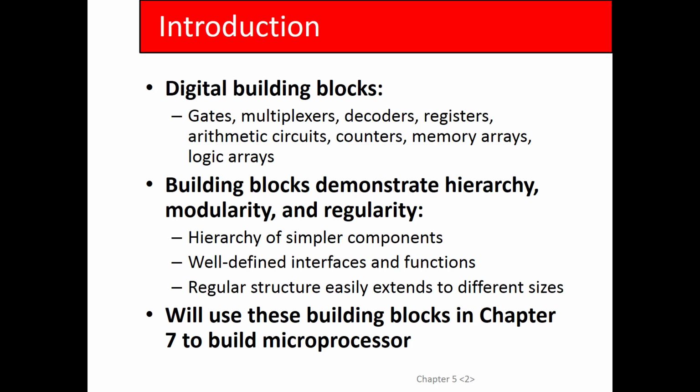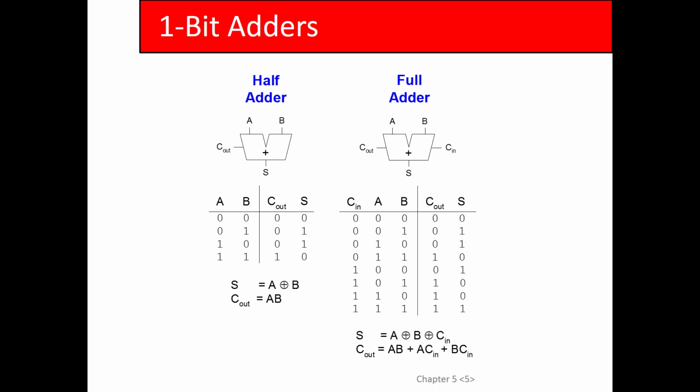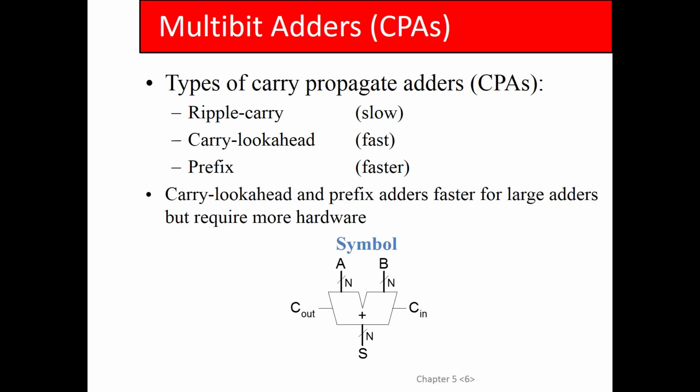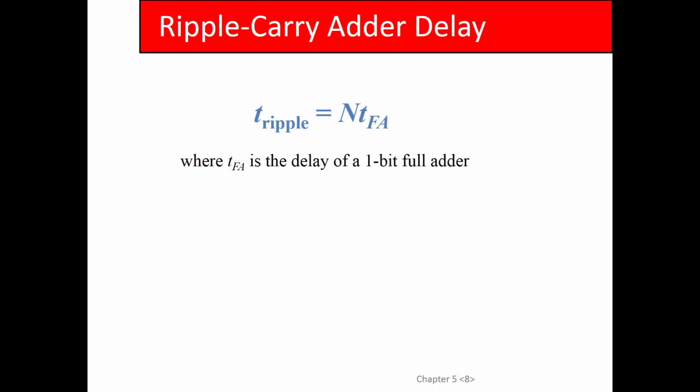So today we're going to continue with Chapter 5. Last time I went through this material on adders, looked at ripple carry, carry-lookahead, and prefix adders. Ripple carry, of course, is the slowest. It ripples the carry through each of the full adders. And so the propagation delay is n times t, where n is the number of bits for the adder. So if it's a 32 or 64-bit adder, n would be 32 or 64, and t is the propagation delay of a full adder.